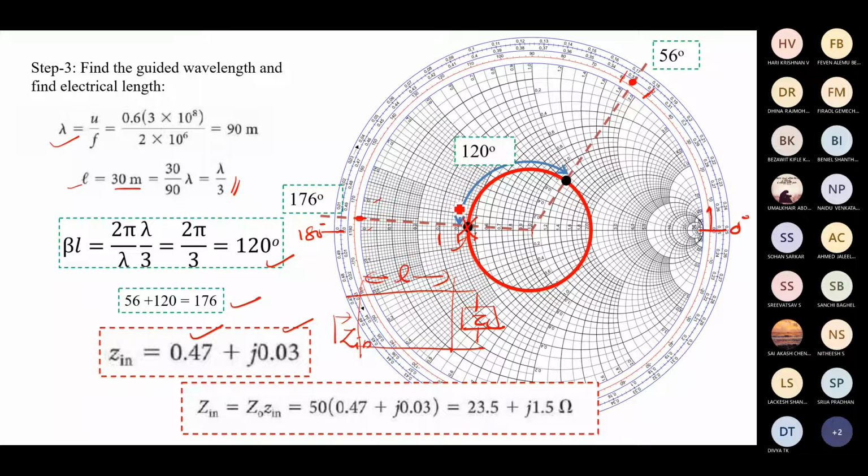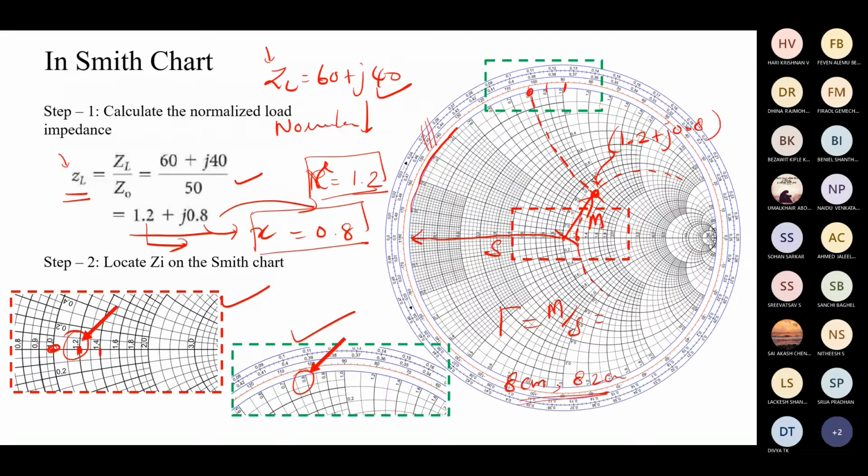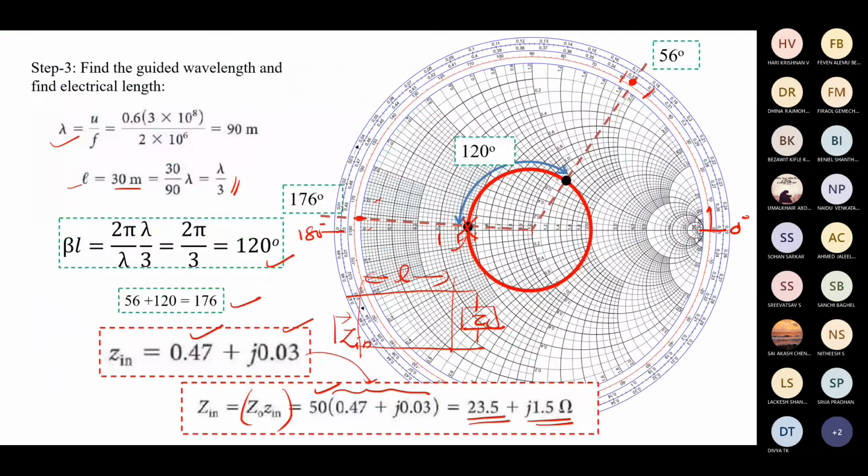Once it is calculated, now we have to multiply this value with Z0. Z0 is 50 ohm. So we multiply this value by 50 ohm, and you will get the value. You can notice that this value and the value calculated using the other method are very close, but the other one is the accurate one. Why? Because that is calculated all the way using calculators, and this one is done with the Smith chart. So it is somewhat approximate. You need not worry about that.